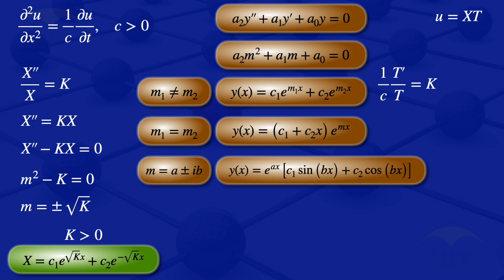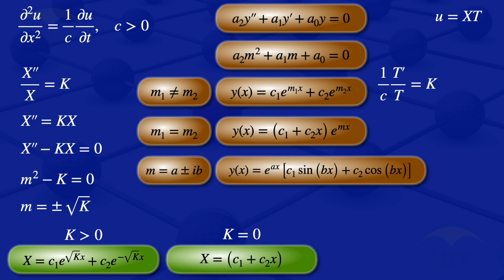And if k equals 0, then we would have just one root, m equals 0. We are having a repeated root where our m equals 0, so our solution is of this form. If we have m equals 0, exponent of 0 will give us a 1. So we'd have our x equals c1 plus c2 multiplied by x.